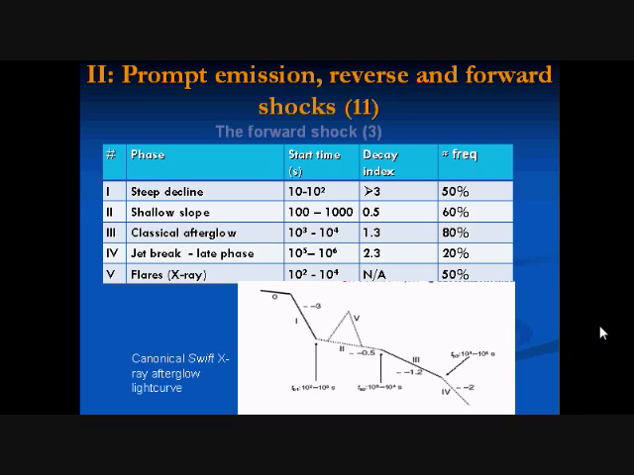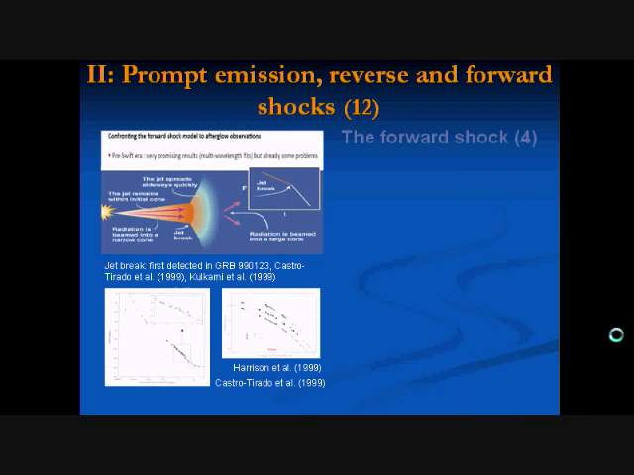These kinds of canonical XRT light curves have been seen after Swift, and they tell a lot about the nature of the central engine and what kind of progenitor it might be. This has been very useful to know more about the nature of the progenitors.